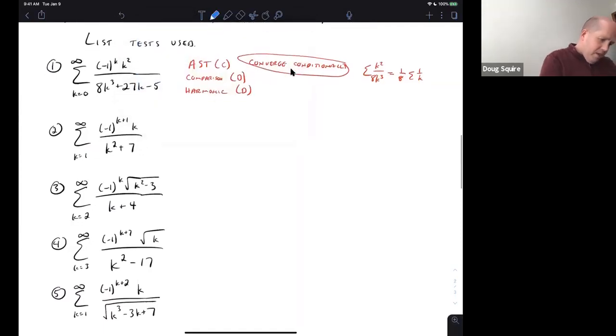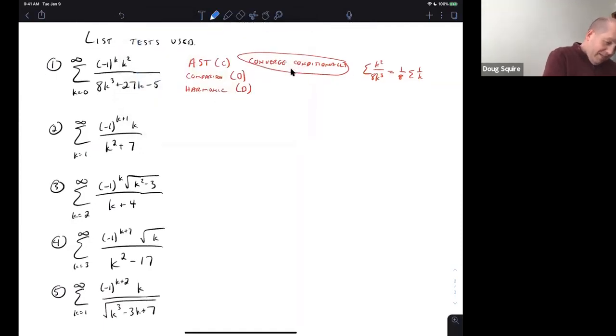But on the second one, actually the same thing's going to happen. On the far right, we're going to get k over k squared, which is 1 over k. And so we're going to have the harmonic series or P series. It's going to diverge. We're going to do a comparison test. It's going to diverge. And then we're going to do the alternating series test, and it's going to converge, which means this is going to converge conditionally.